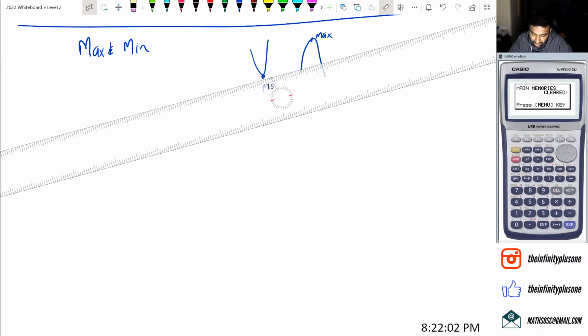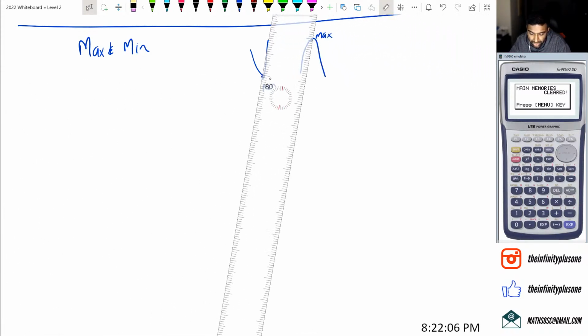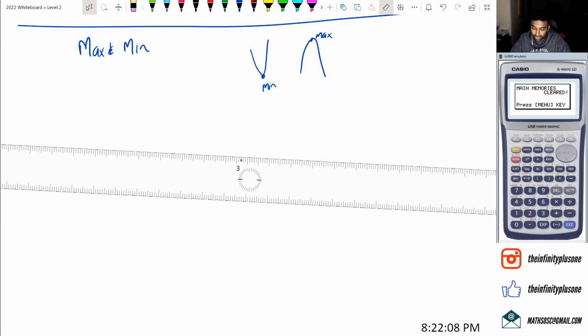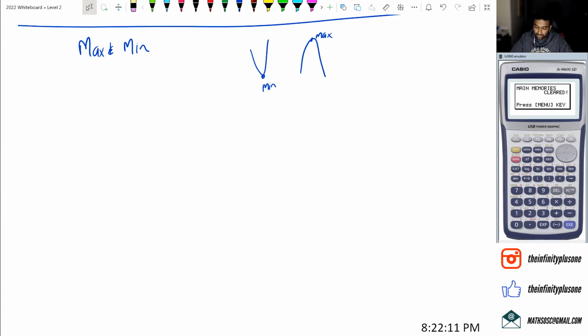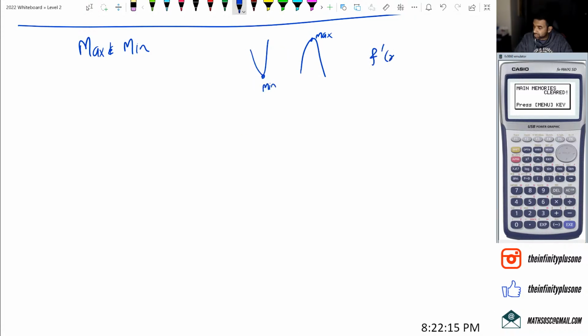Then the gradient becomes positive because it's increasing, and it continues to be a positive gradient. So the first thing to realize is that we can call this f dash of x, and the gradient is equal to 0 at these 2 points. So that point there and that point there.